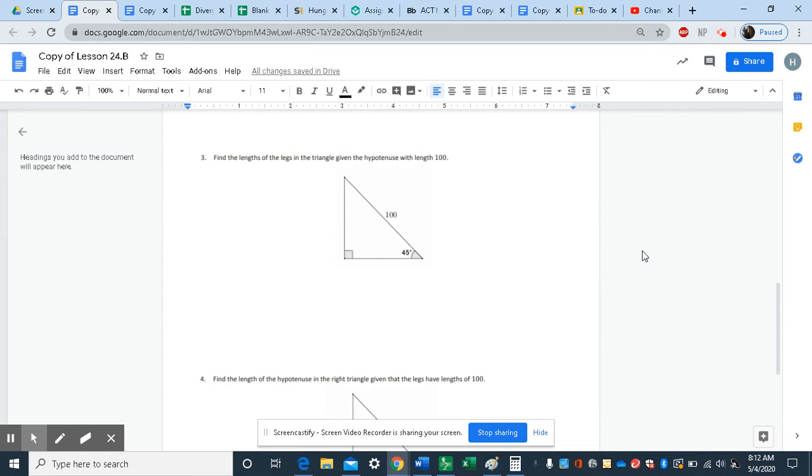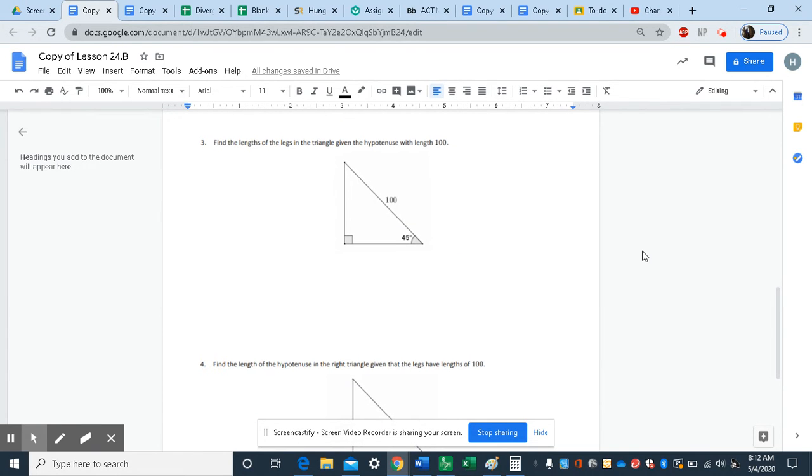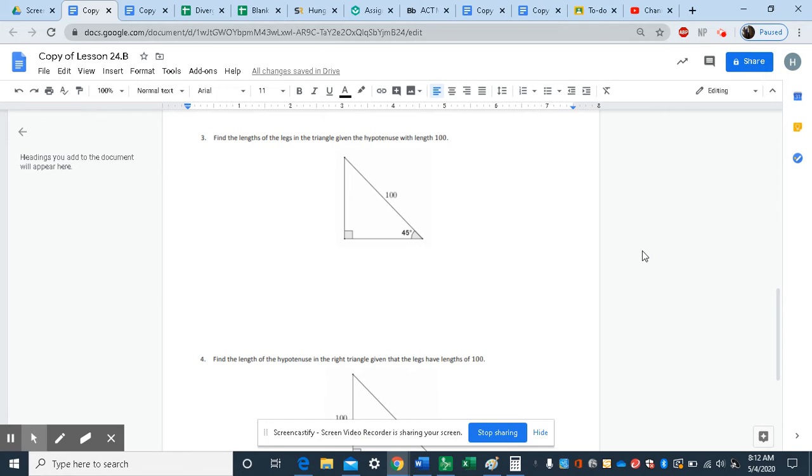Okay, so now we're going to move on to part 3, or question 3. So it says, find the length of the legs in the triangle given the hypotenuse with length 100. Okay, so now what we need to do is figure out what information we've been given. So we've been given 2 of the angle measurements.